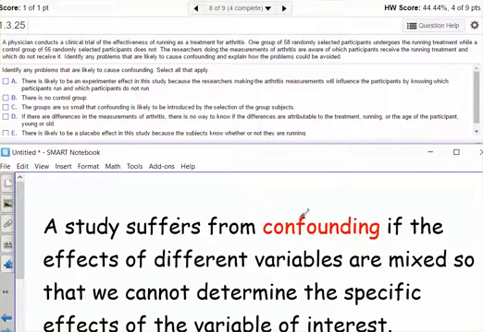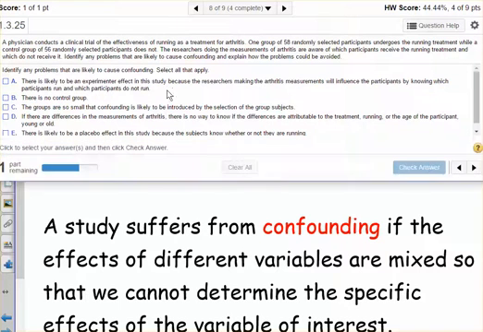Confounding. We're going to say a study suffers from confounding if the effect of different variables are mixed so that we cannot determine the specific effects of the variable of interest. So we want to know if there's any confounding going on here, if there's anything that may affect our studies, our data that we're collecting.